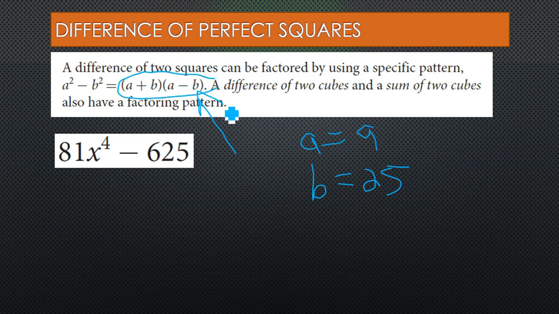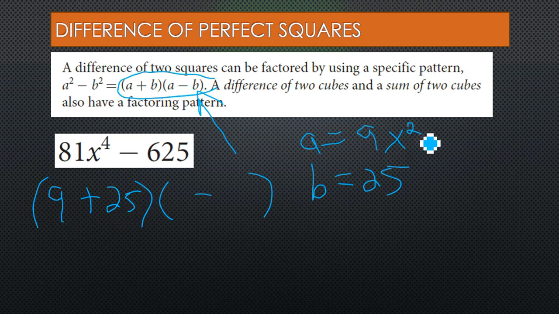All right, so we say A squared minus B squared equals, notice we're going to have a plus and a minus, and I'll explain why that's happening. It says to put A plus B, so 9 plus 25. And I forgot one thing for our A. It's also x squared, so it's 9x squared is A. So we're going to have a 9x squared plus 25 and a 9x squared minus 25.